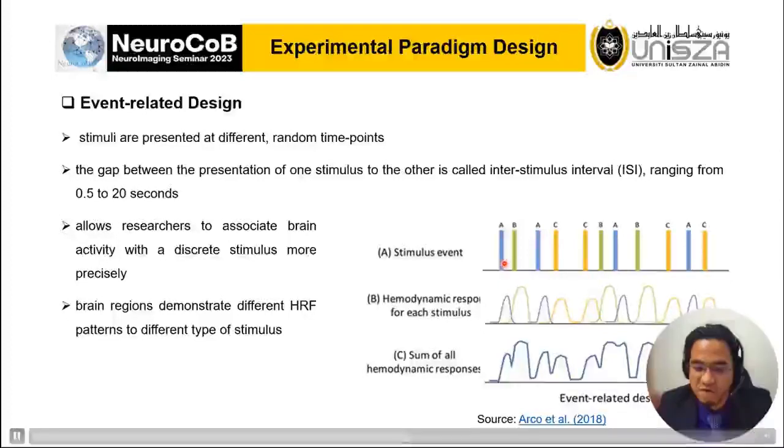And the unique thing about event-related design is that there is no specific duration when we will present the stimulus. So in this way, the participant does not know when B will come out or what will come out after A. It can be random.